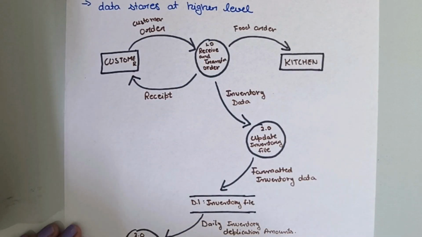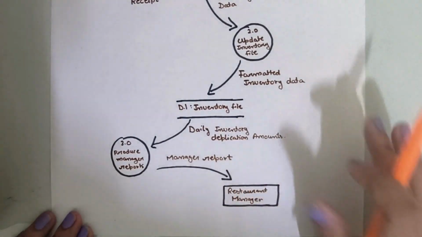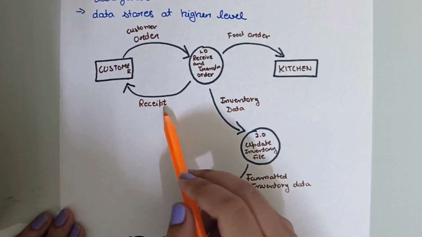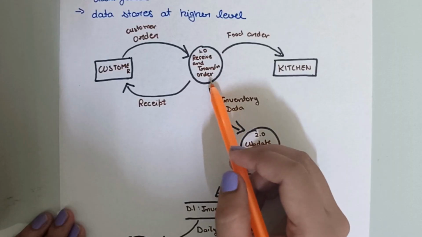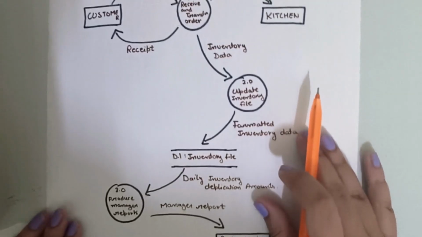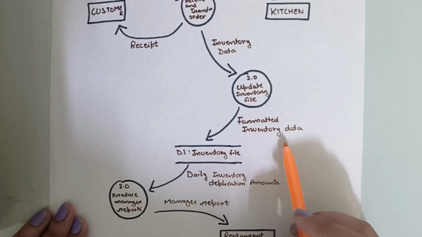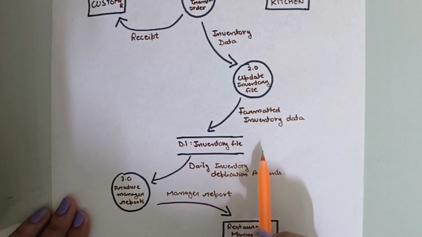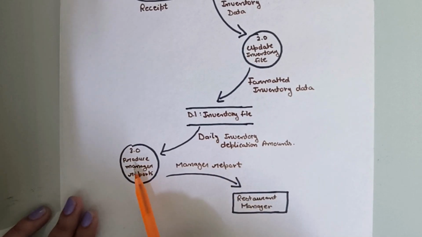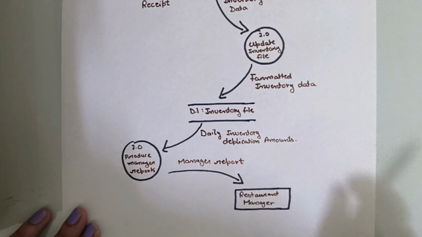Here is an example of a level 1 DFD, where customer, kitchen, and restaurant manager are external entities, where the customer orders food and receives a receipt. The process receive and transform order sends a food order to the kitchen and sends inventory data to the process called update inventory files, where the process sends formatted inventory data to the data store called inventory files. The data store sends daily inventory depreciation amounts to the process produce manager reports, and the manager gets the report.